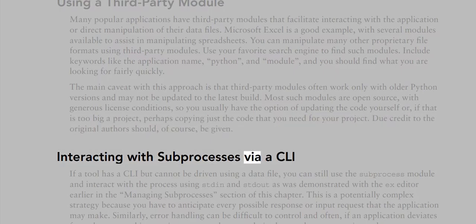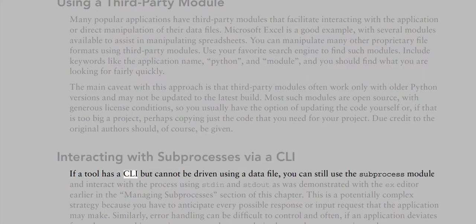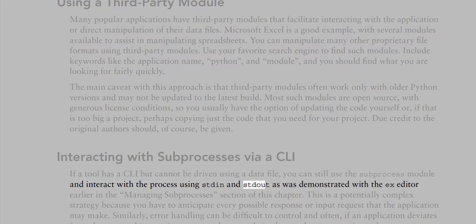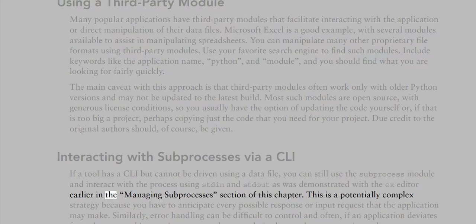Interacting with subprocesses via a CLI. If a tool has a CLI but cannot be driven using a data file, you can still use the subprocess module and interact with the process using stdin and stdout, as was demonstrated with the XEditor earlier in the Managing Subprocesses section of this chapter.